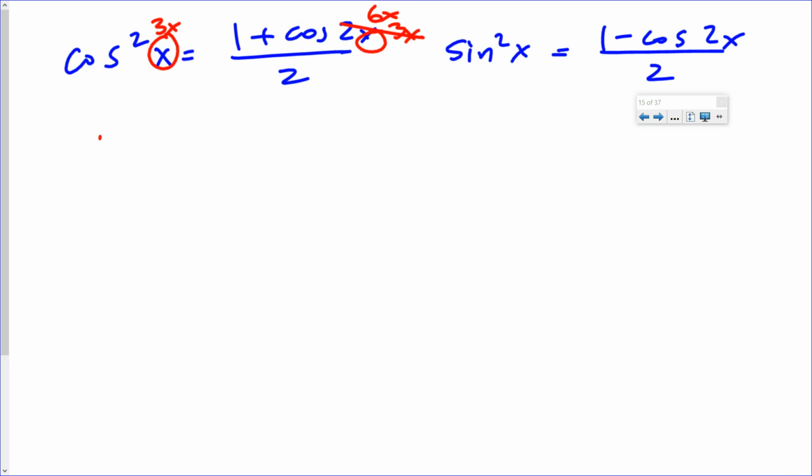So let's go ahead and do your first one here on the back, and see what the problem is. You have sine squared 3x times cosine squared 3x dx.